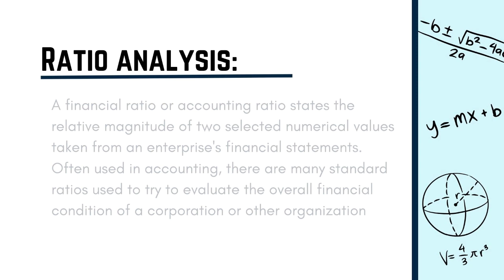Ratio analysis. A financial ratio or accounting ratio states the relative magnitude of two selected numerical values taken from an enterprise's financial statements, often used in accounting. There are many standard ratios used to try to evaluate the overall financial condition of a corporation or other organization.